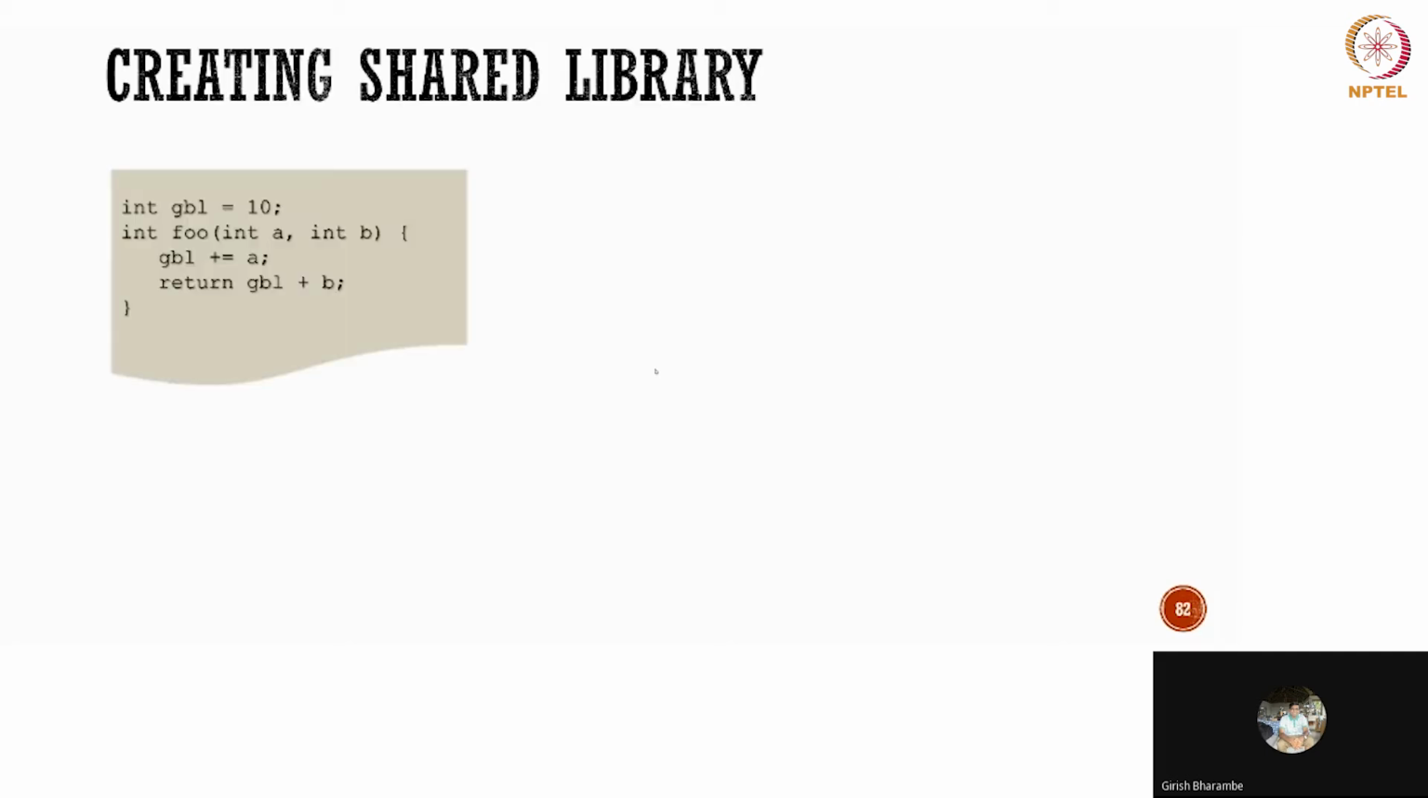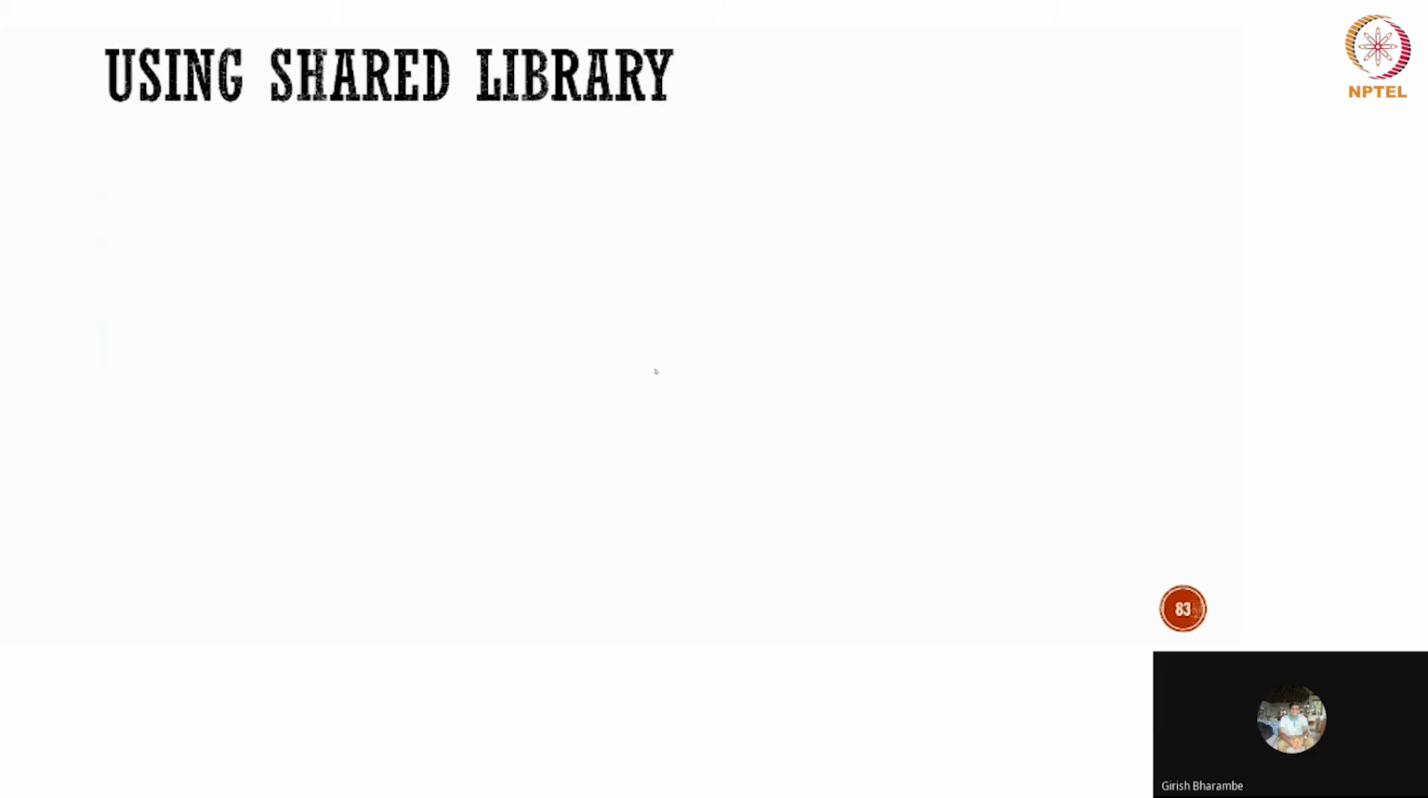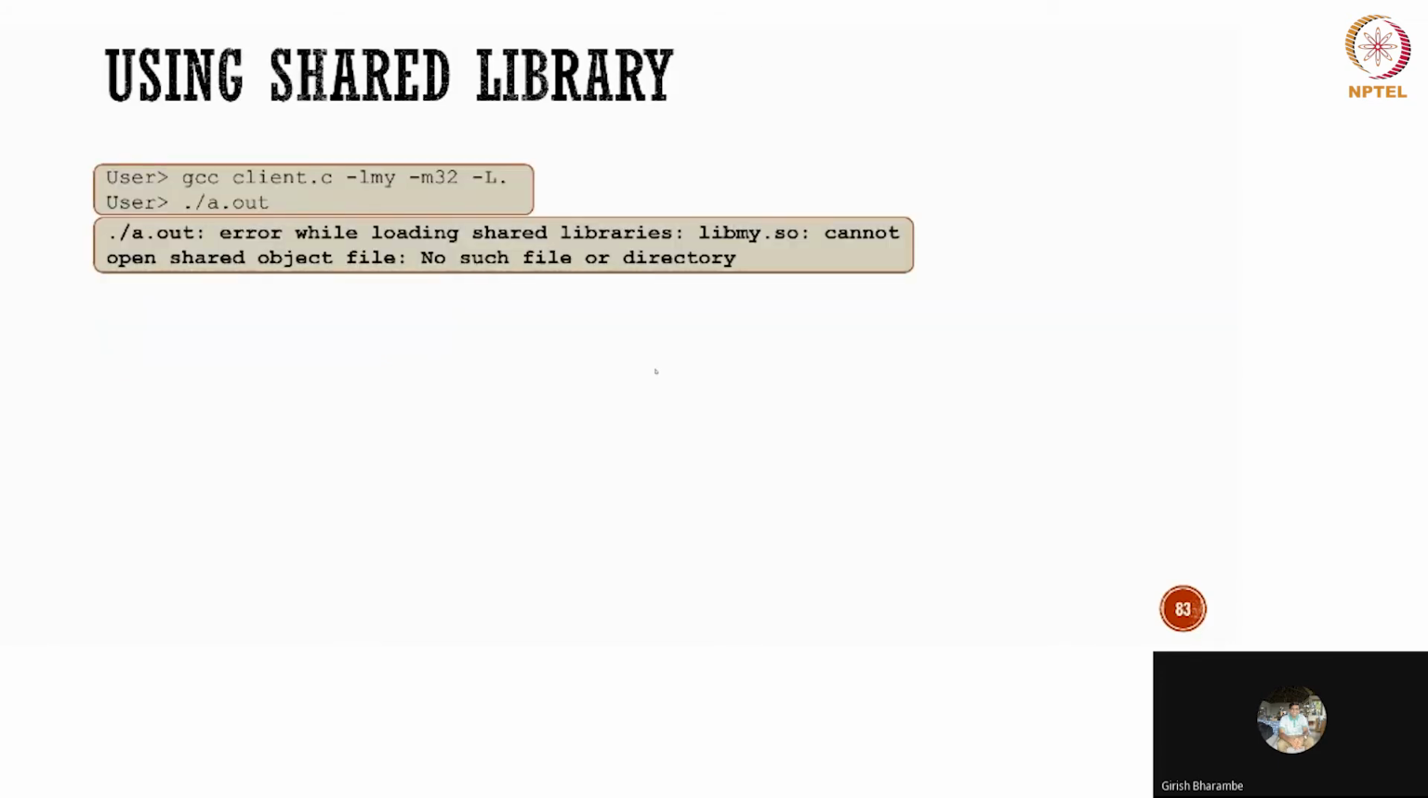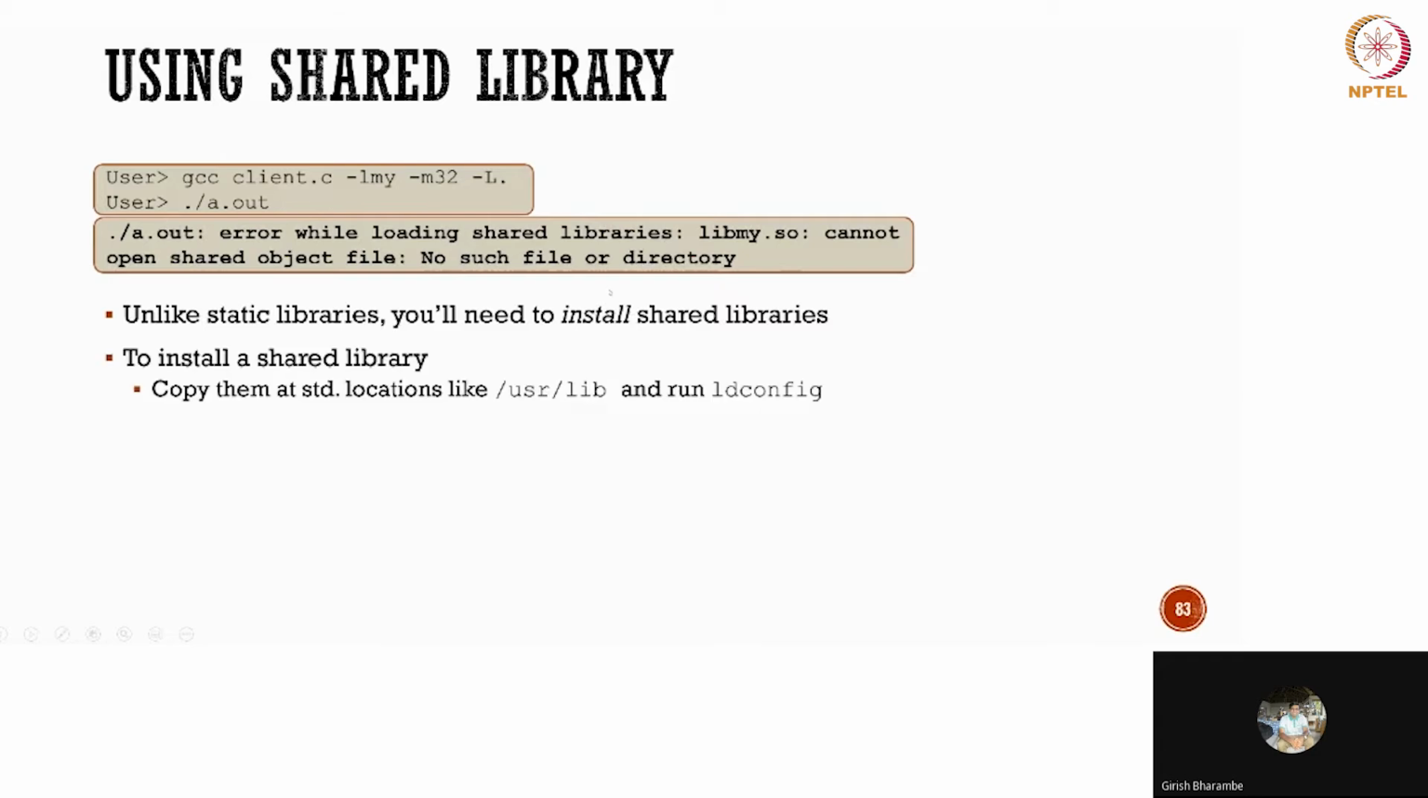Okay, I'll skip this part which talks about how to create the shared library because this is mostly the command interpretation of it. How to use a shared library varies a bit. You might see these kinds of errors when you try to run something, which says error while loading shared libraries. So the way this works is you have to actually install shared libraries. Okay, so when the process actually executes, the dynamic linker needs to figure out where the shared library is. So you'll have to install them.